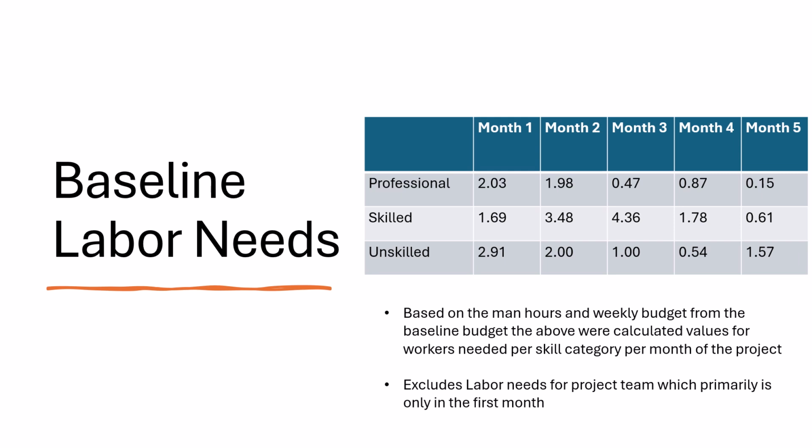These calculations revealed that the labor demands for the baseline budget were fairly spread out in each of the 3 worker categories, and the goal later would be to condense this to lower the overall hiring and firing costs.